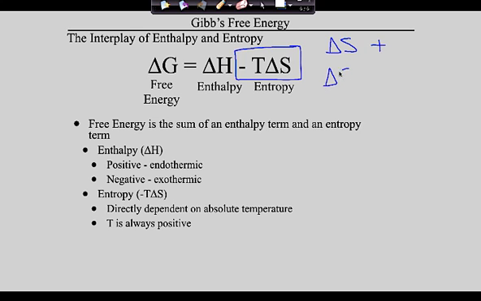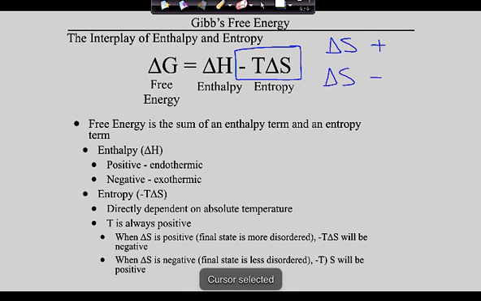And then similarly, if delta S is negative, meaning that the disorder is going down, what does the value of this then become? Positive. Okay, so guys, let's turn that then into something that we can put a finer point on. So when delta S is positive, which means the final state is more disordered, disorder is going up, negative T delta S will be negative. We just said that.